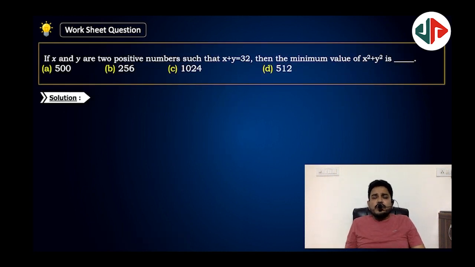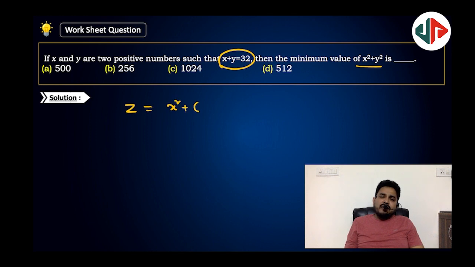X and y are two positive numbers such that x plus y is equal to 32. Minimum value of x square plus y square is equal to. So let us take z is equal to x square plus, instead of y, you write 32 minus x whole square. Now this has to be the minimum value. So you go with dz by dx is equal to 2x minus 2 times 32 minus x should be equal to 0.